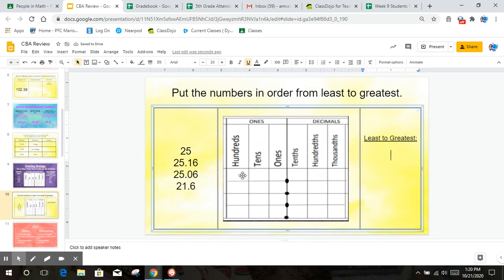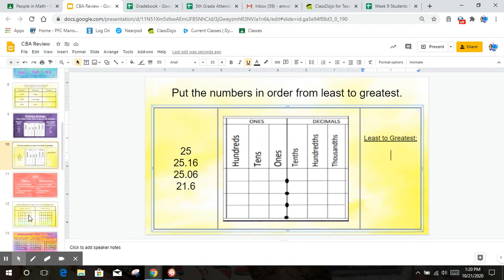Remember, you're always starting on the left side and looking right. So start with the hundreds column. If all the numbers are the same, then move on to the tens. If all the numbers are the same, then you move on to the ones. And you're looking for the one that's different. And in this case, you're looking for the smallest one first.